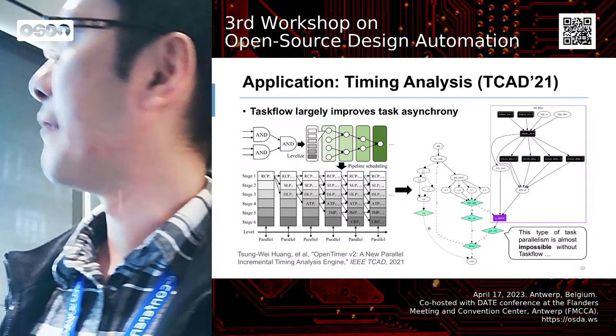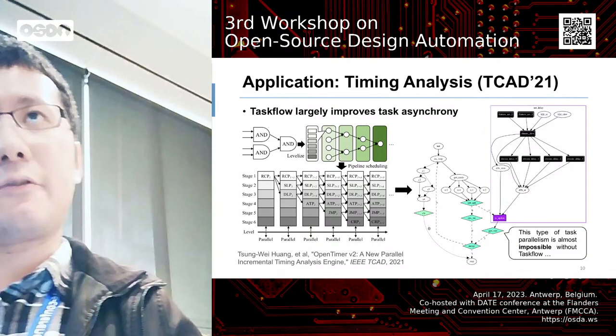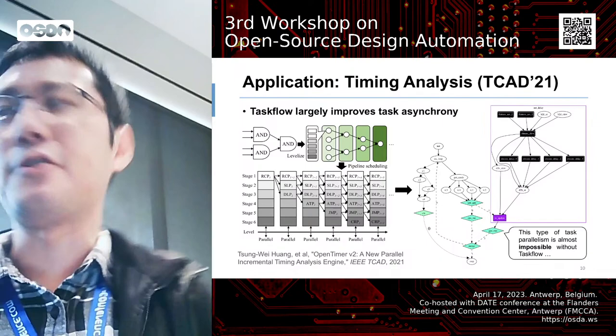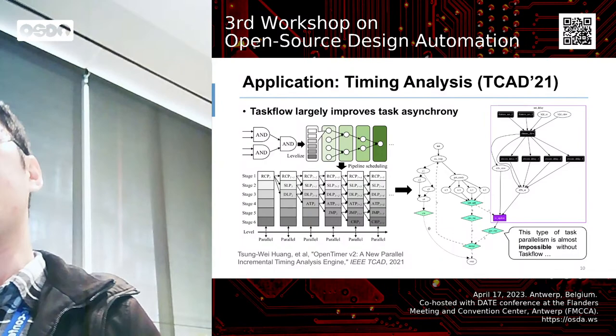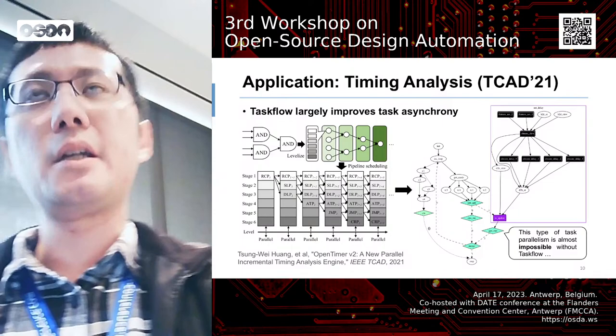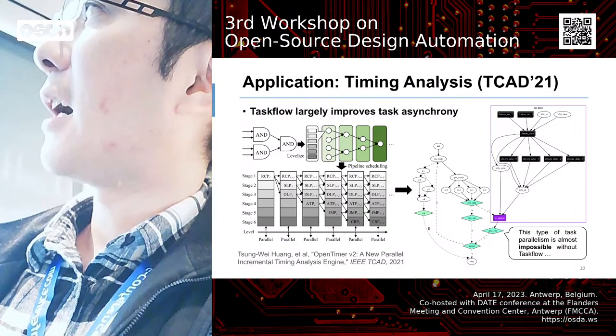So if you look at what existing work does, they typically will levelize your graph and perform level-by-level propagation and use pipeline to parallelize the propagation. But with Taskflow, we are able to model the entire timing propagation in a big task flow graph. So we can flow the computation very naturally and more asynchronously across your circuit network, including many in-graph control flow tasks, so we can prune unnecessary propagation on the fly.